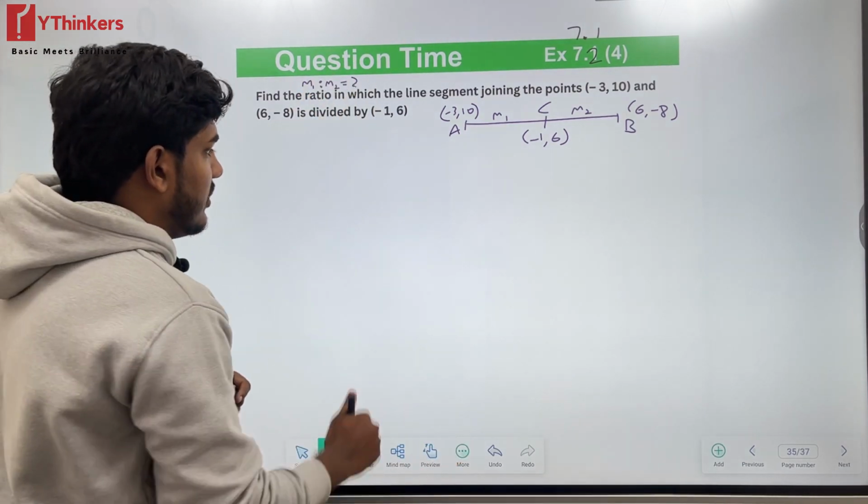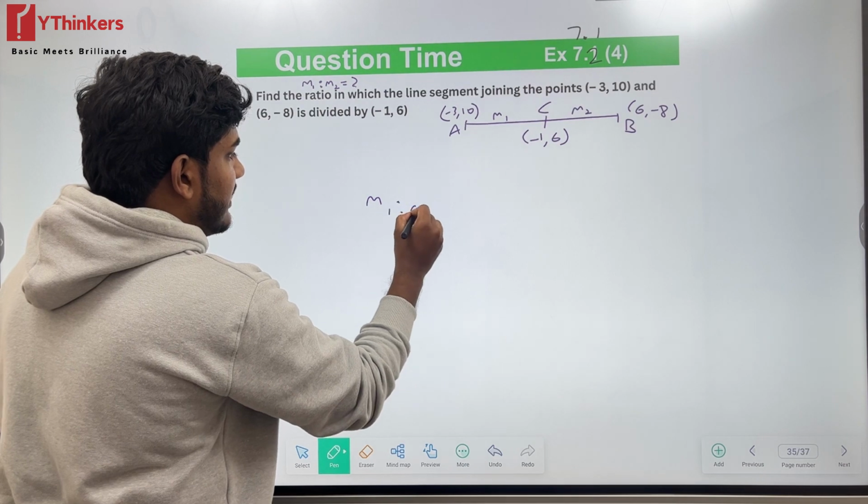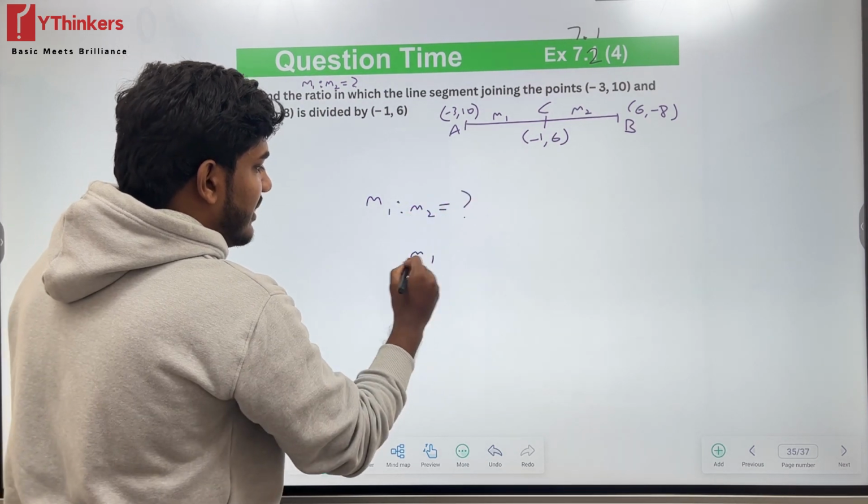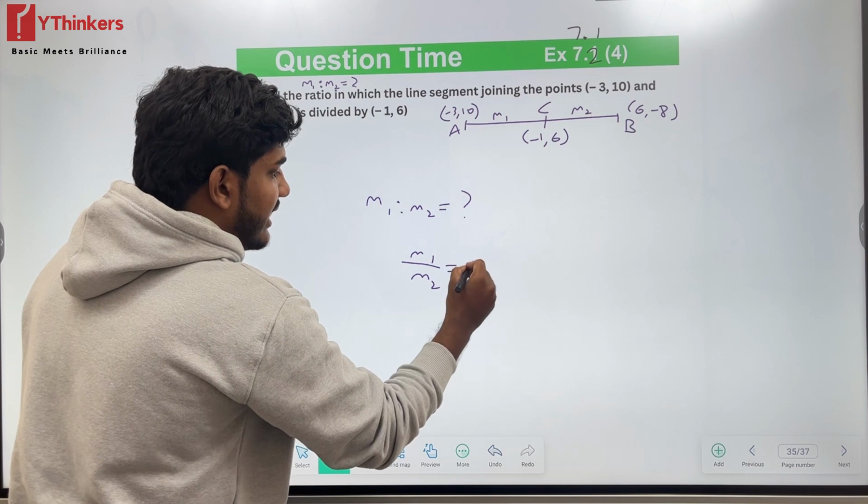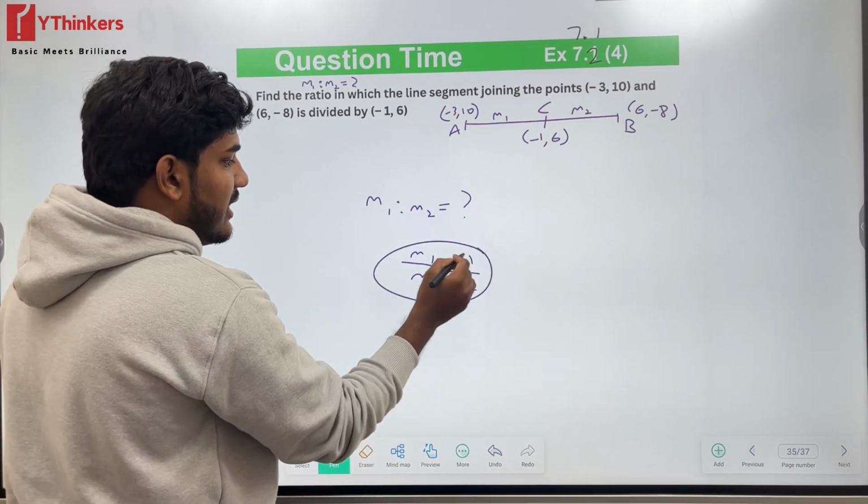देखो, some people might not know it. Whenever they ask you ratio, no, m1 is to m2 क्या है, that is nothing but m1 by m2. Whatever value you get, 1/2, whatever, this is nothing but the ratio 1:2.